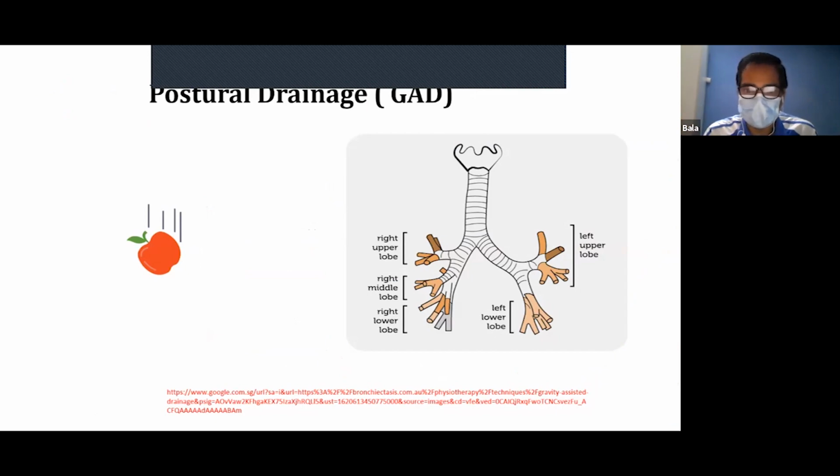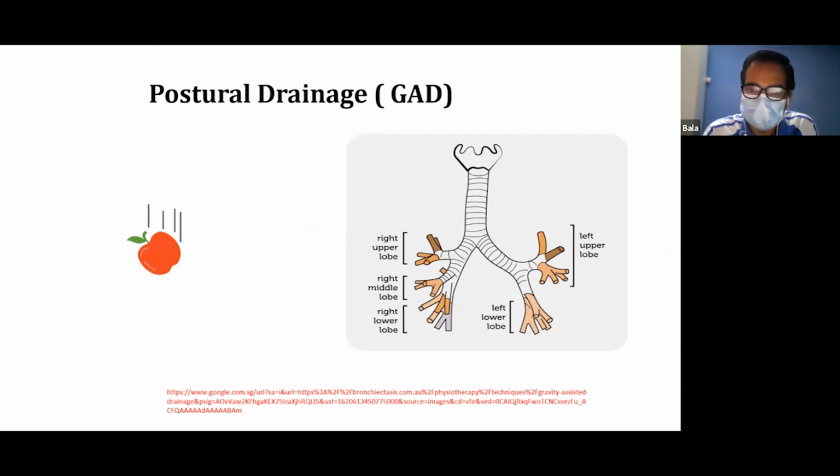So first step in any secretion management is postural drainage. I just put an apple here just to make sure you're all awake here, because it's a long session. I don't want to put text anymore. So postural drainage is basically gravity. It's using gravity to drain secretions. So that's how postural drainage works. It was discovered in 1904, and then it is still working for all the patients now.